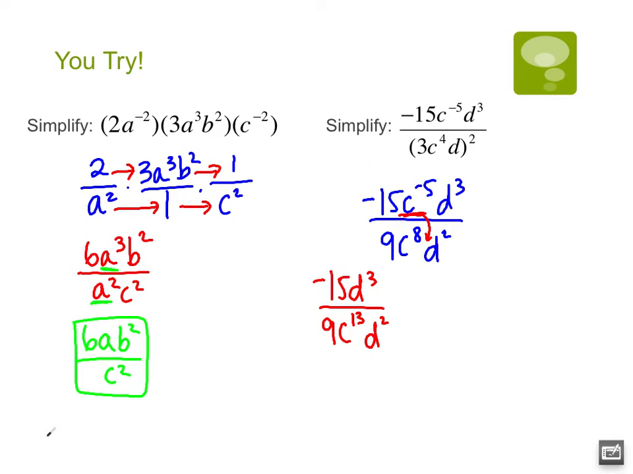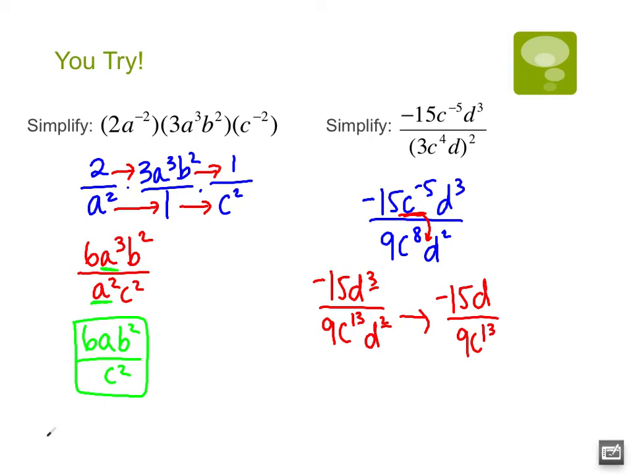Okay, now I have d in the numerator, d in the denominator, so I'm going to subtract the exponents. This becomes negative 15d, because 3 subtract 2 is 1, over 9c to the 13th. You are not finished yet.